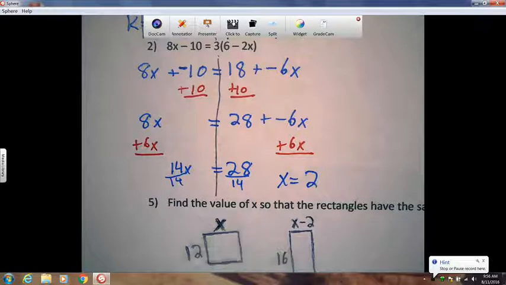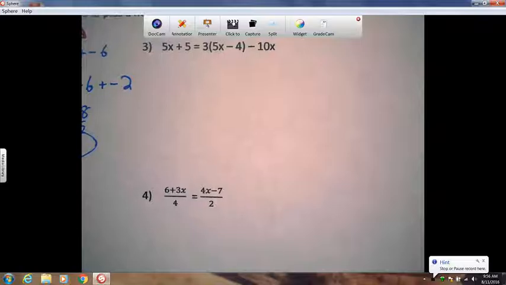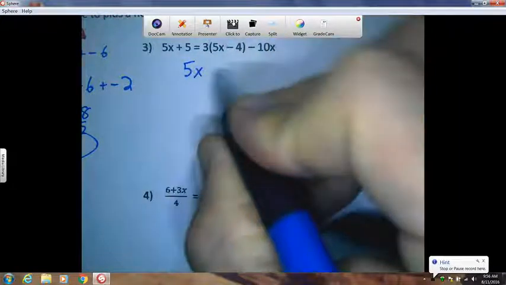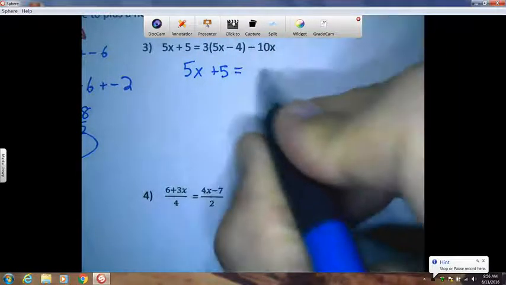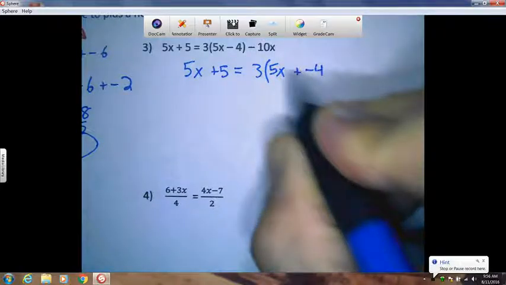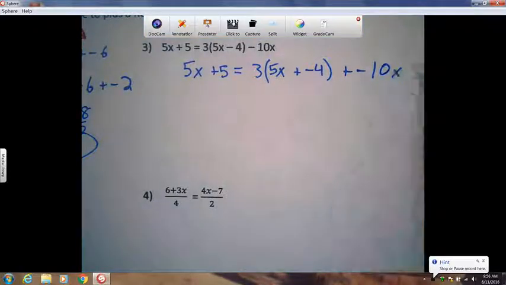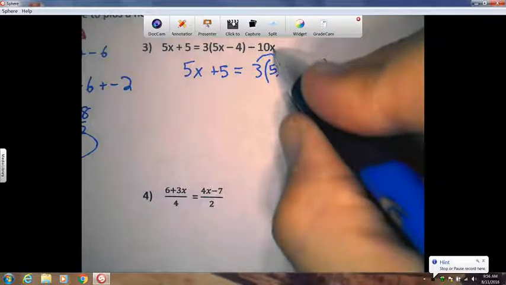Alright, number 3. First thing you want to do, simplify on both sides first. I'm going to rewrite this. 5x plus 5 is equal to 3 plus a negative 4. So I do addition of the opposite. Plus a negative 10x. So using addition of the opposite will help. I use it in two places here. Now I need to do distributive property.